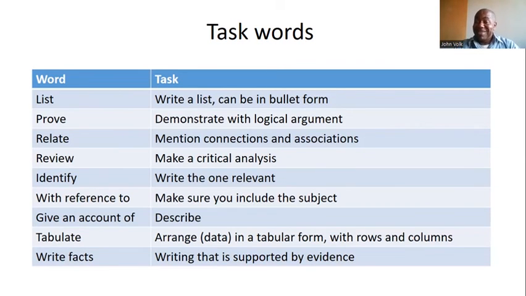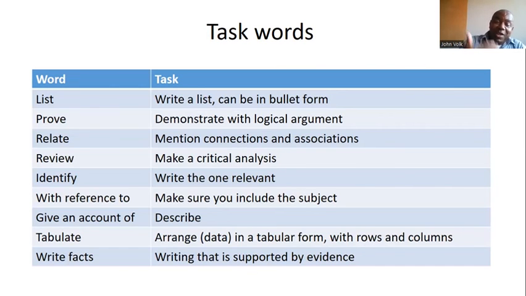To prove, you must demonstrate with the logical argument that is acceptable. Then when they say relate, it means look at the connections or the associations with the others. When they say review, to review is to make a critical analysis. It's the same way, to make a critical analysis. Then to identify, if there are several aspects that have been given, then you have to identify something. It means you have to choose one that is relevant. You explain why it is relevant out of the many that are given or that are known.